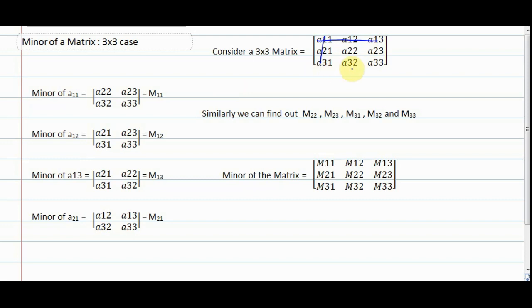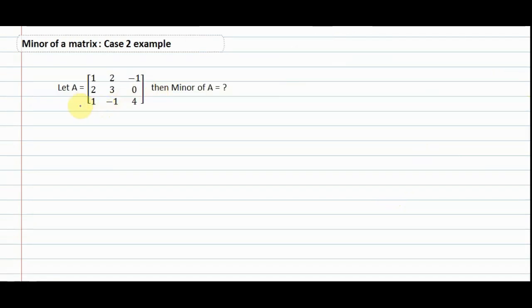A23, A32 and A33. So this way we may calculate minor values corresponding to each element present in the matrix, then replace the elements with corresponding minors, we will get minor of the matrix. So the procedure is same as that of 2 by 2 matrix itself. So let's see an example. Suppose we have a matrix A equal to 1, 2, minus 1, 2, 3, 0, 1, minus 1 and 4.